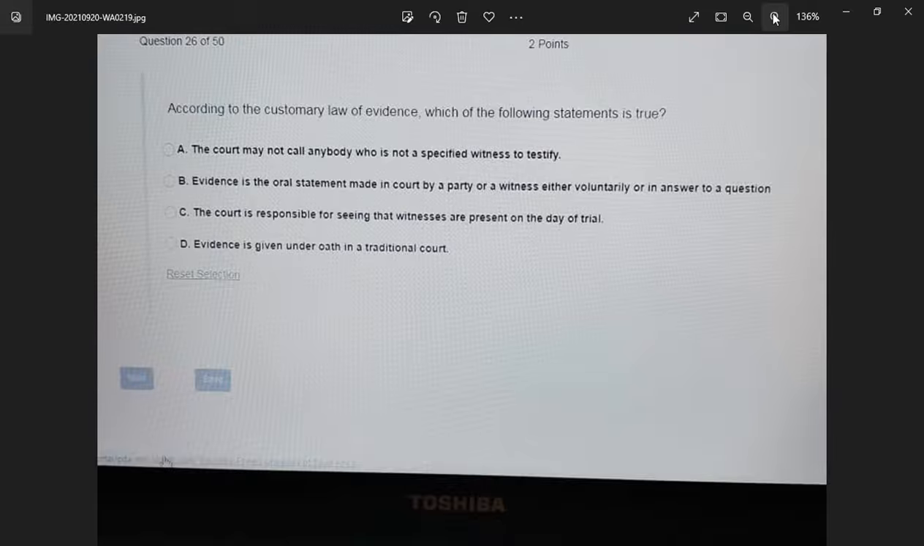Question 26. According to the customary law of evidence, which of the following statements is true? My answer is option B: evidence is the oral statement made in court by a party or a witness, either voluntarily or in answer to a question. This statement is written exactly like it is in the study guide.